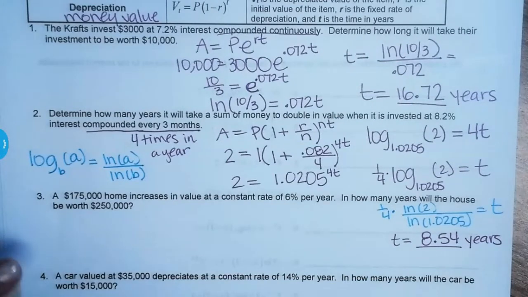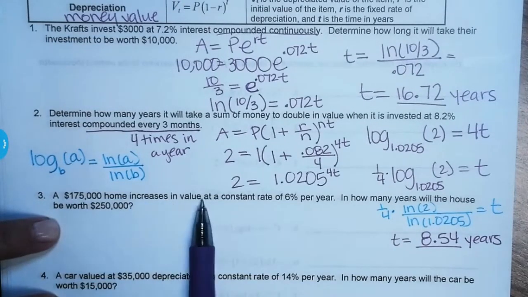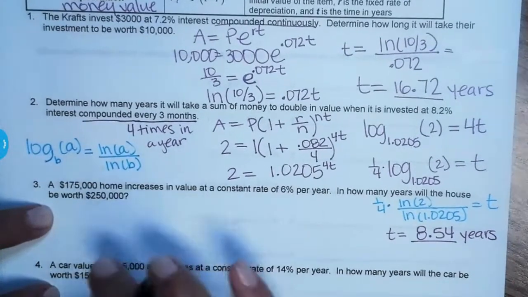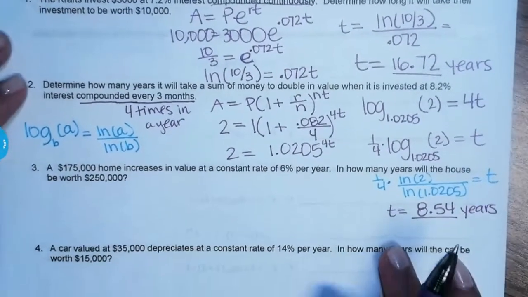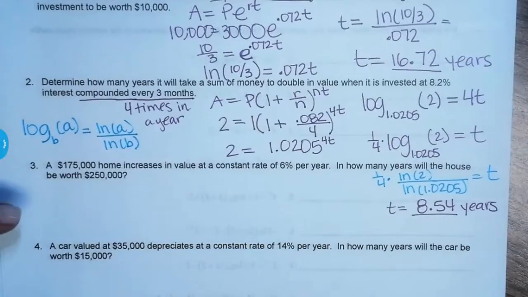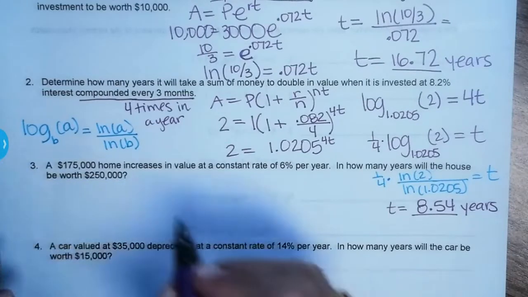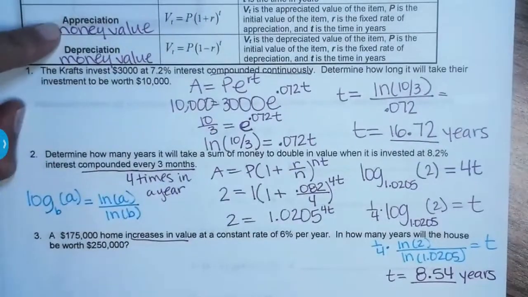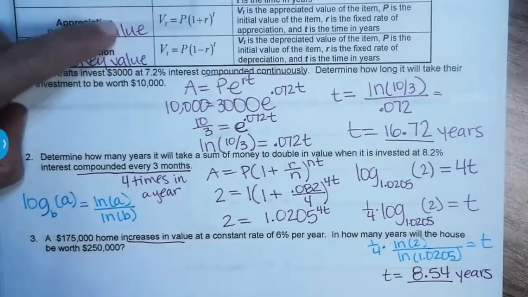Let's try number 3. Okay, 3 and 4 are both the exact same thing. One is increasing in value, the other one is decreasing in value. So I'll do one all the way, and the other one I'll let you set up. So number 3, a $175,000 home increases in value. So that's what I was telling you over here. That's called an appreciation. Money increases in value.